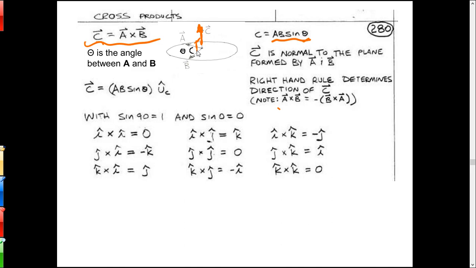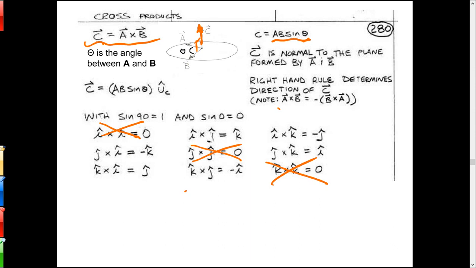Well, let's go ahead and derive this, though. Okay, so the definition is AB sine theta. Let's look at what happens with the unit vectors. If you cross two like unit vectors together, the angle between them is 0, and the sine of 0 is 0. So when you cross two like unit vectors together, they zero out.